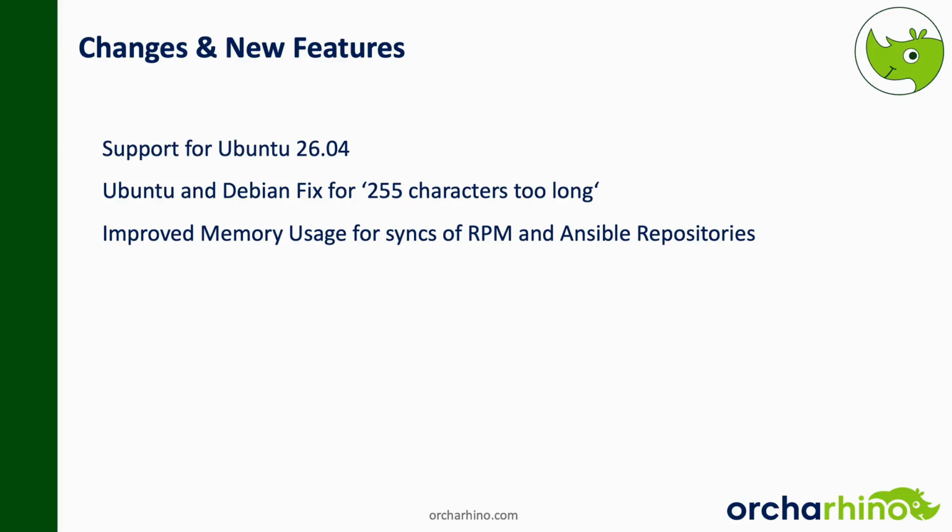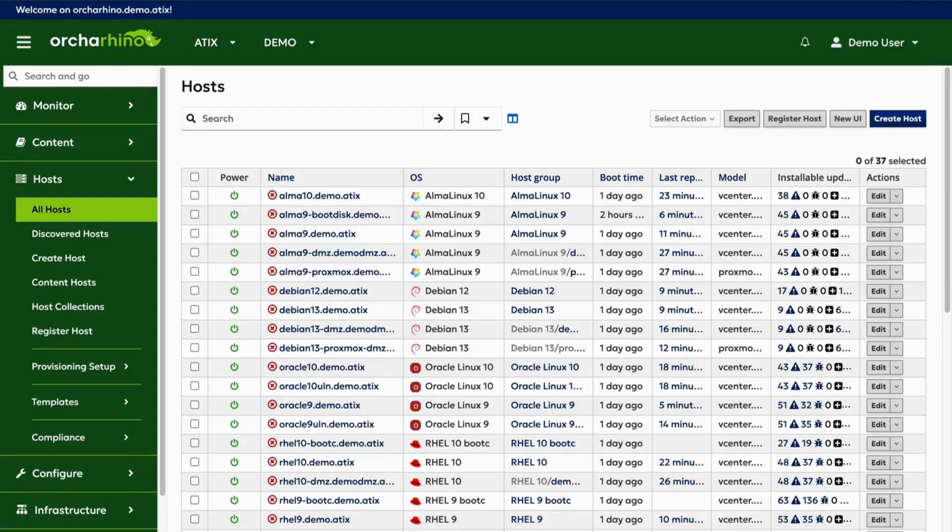Further, we improved the memory usage for RPM and Ansible repositories. Also, we have made improvements in the workflow for boot-based provisioning. But let's have a look in the orcharhino UI to see how things have changed. Here we are back on our demo orcharhino. So let's deploy a host boot-based. We'll see in the beginning not much has changed.